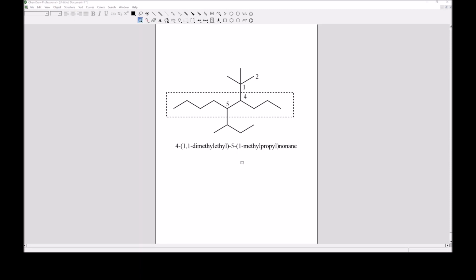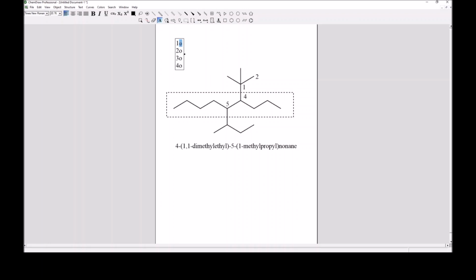This is a correct name for this compound. It's not the only correct name for this compound. And in order to understand what the second correct name for this compound is, we need to first think about the concept of primary, secondary, tertiary, and quaternary carbons.